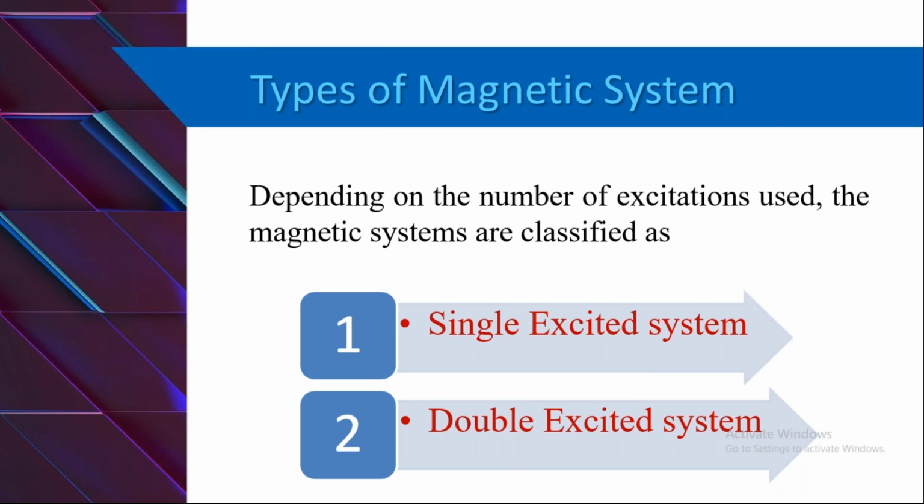Depending on the number of excitations used in a magnetic system, these are classified into two types: single excited system and double excited system. Single and double refer to how we place the sources among the different parts. If the entire device uses only one excitation, it is called a single excited system. If we use two or more, that is more than one, it is called a double excited system. Let me see the examples for single excited as well as double excited.